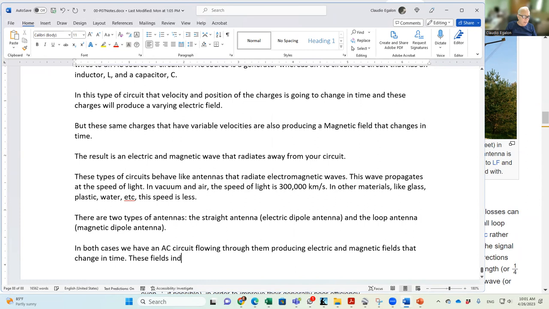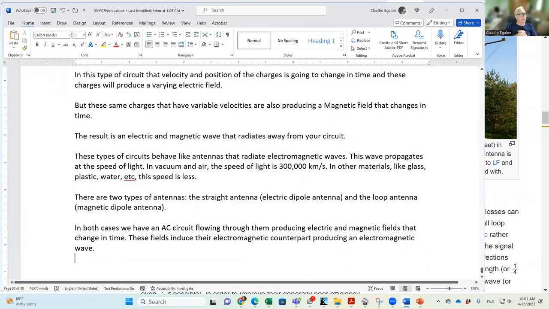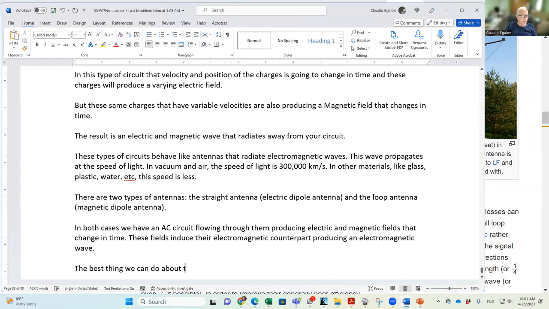These fields induce their electromagnetic counterpart, producing an electromagnetic wave. Everything that we can do in this chapter is something like that. It's very qualitative. To study this in a quantitative fashion, we need calculus, advanced calculus. The best thing we can do about this chapter is to describe what happens in a qualitative fashion.